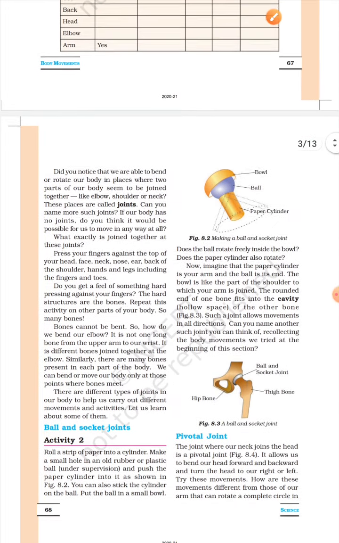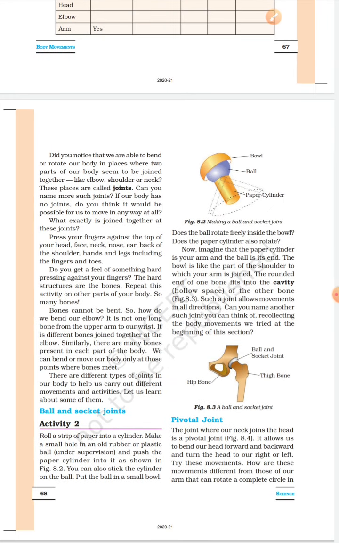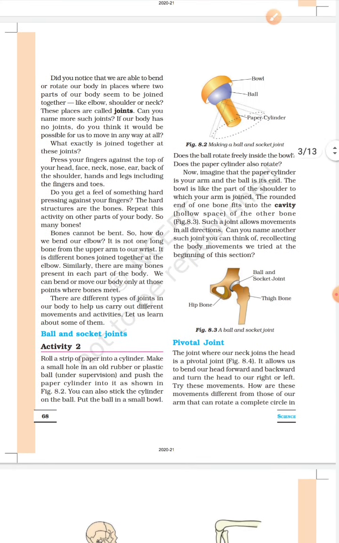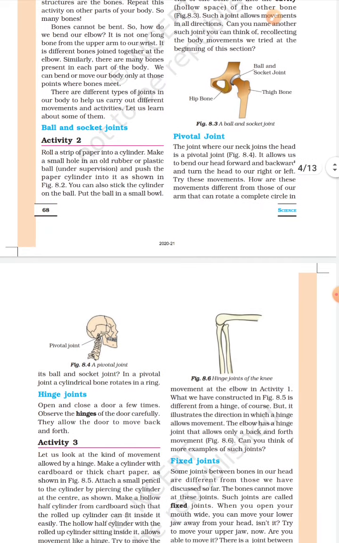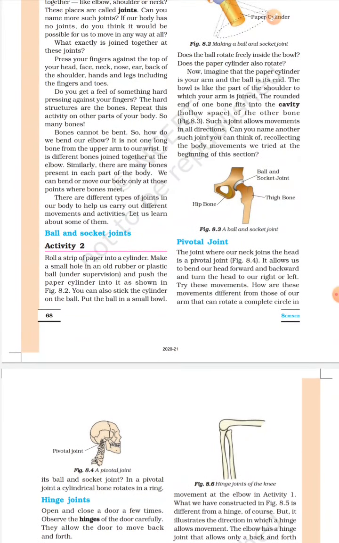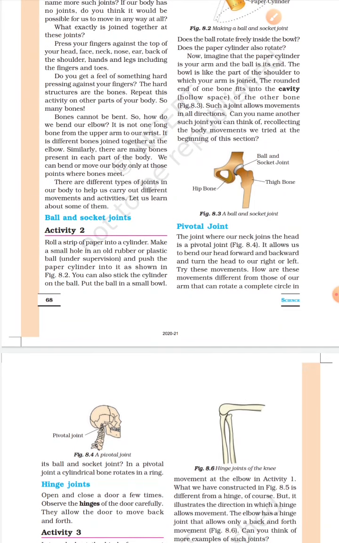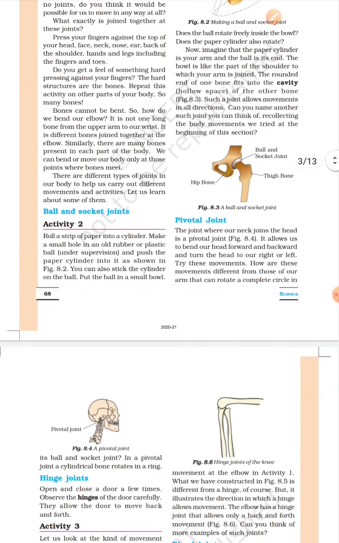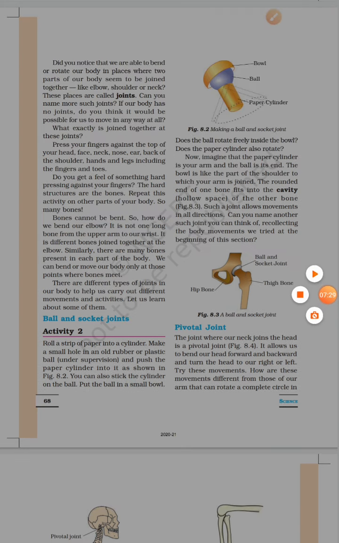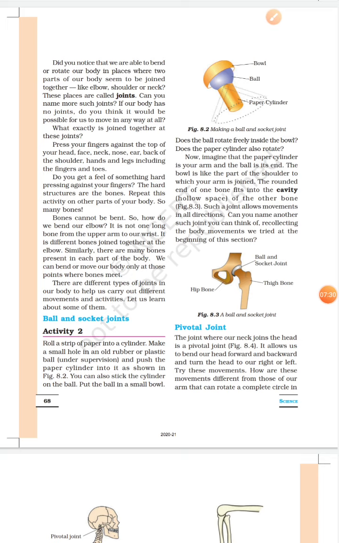Got it? So there are different kinds of joints in our body. So now we will discuss different kinds of joints. There are some important kinds of joints which are very important. Number one, ball and socket joint. Hinge joint, this is also very important. These joints we will explain one by one. Okay dear, number one, ball and socket joint.